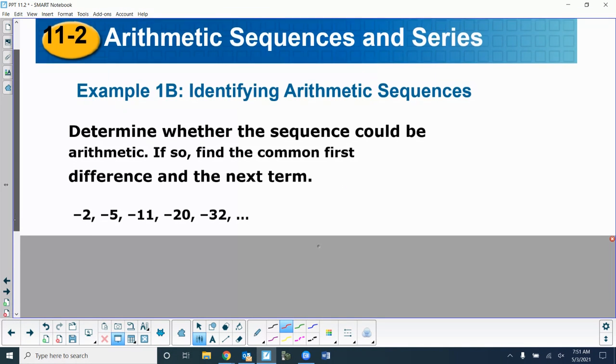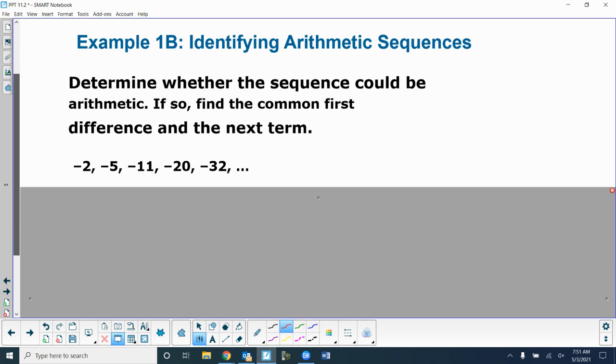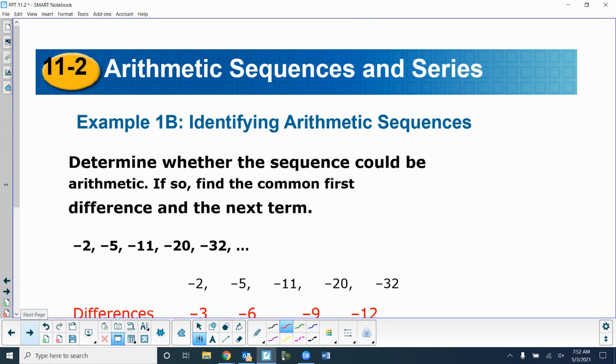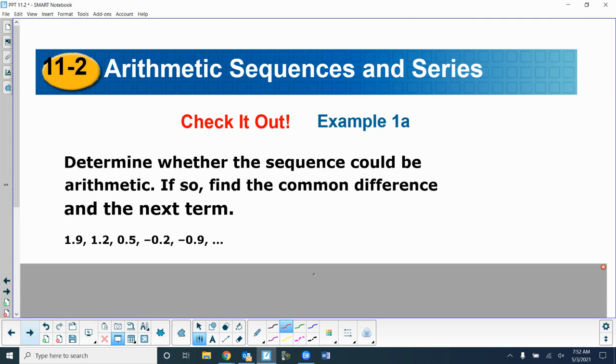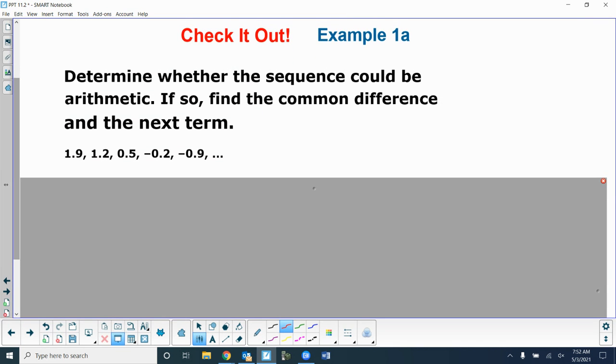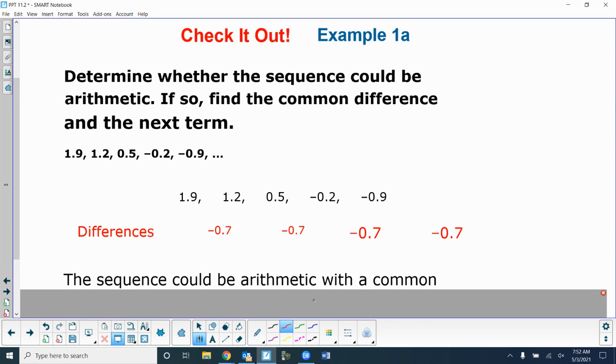All right, how about this one? Are we adding the same thing each time? No, we're not. So that's not arithmetic. It's not the same each time. How about that one? This time it's a negative. Is it the same negative each time? Yeah, negative 0.7. So sometimes it'll be a negative common difference. It'll be going down each time, but by the same amount.